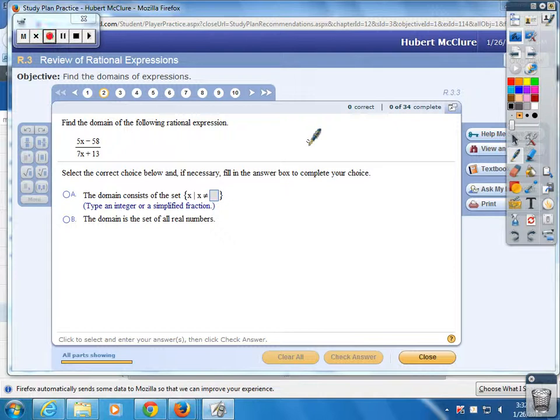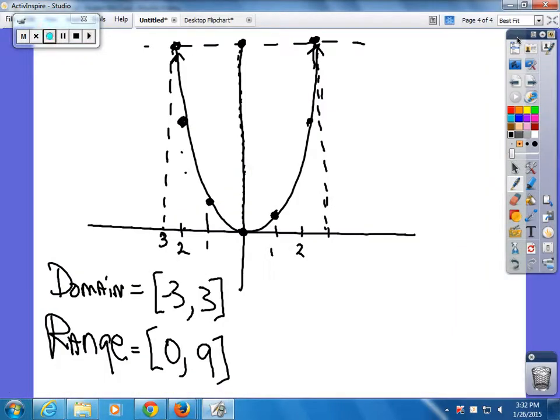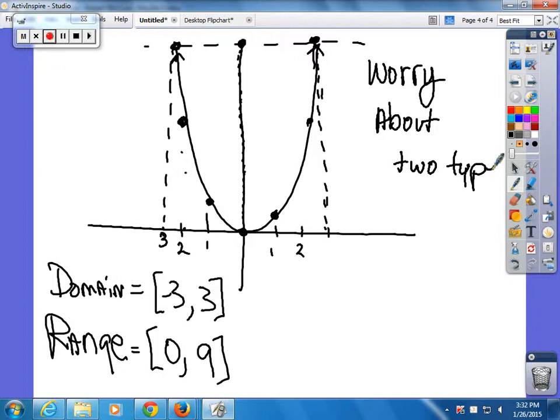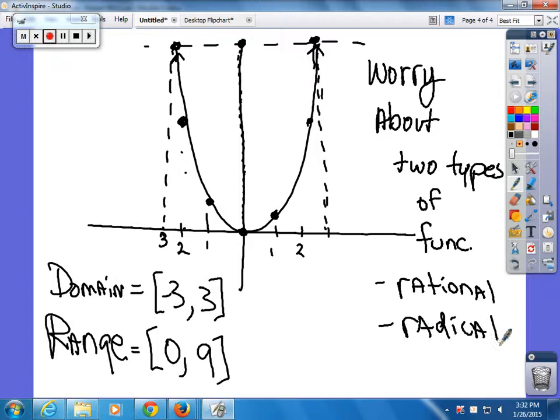Now, you have to worry about the domain with two types of functions. You might want to write this down if you've never understood it. Two types of functions with your domain, and that is a rational function and a radical function. Why do you need to be wary of your domain with a rational function and a radical function?